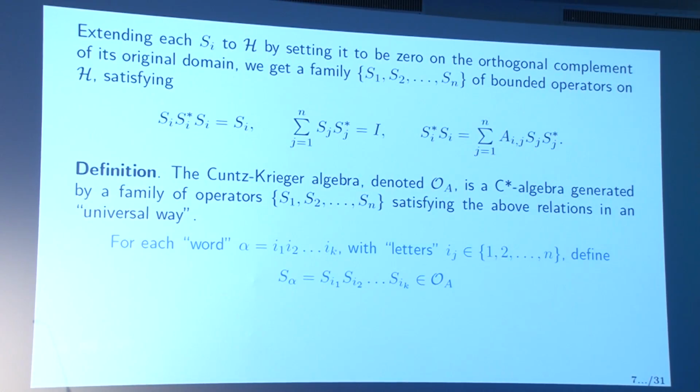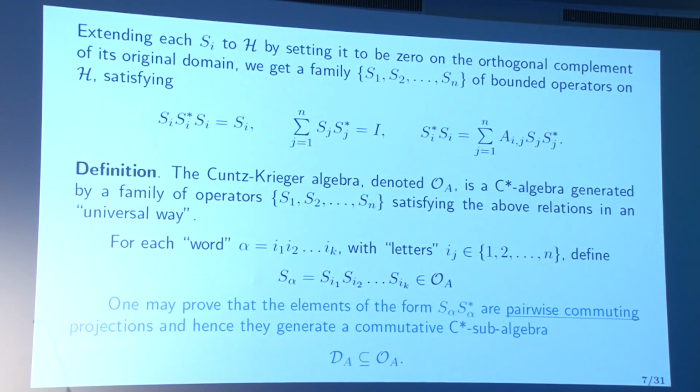Now, if we take a finite word alpha in the letters, we're back in the finite alphabet case, of course. Let's look at the element of the algebra OA called S sub alpha, which is just a product of the S_i we had before according to the letters of alpha. Then you can prove that the elements of the form S alpha star, for each finite word we have an operator, and for each such operator we look at S alpha star. This turned out to be a family of pairwise commuting projections, and so they generate a commutative subalgebra inside of OA, which I'm going to call D sub A.